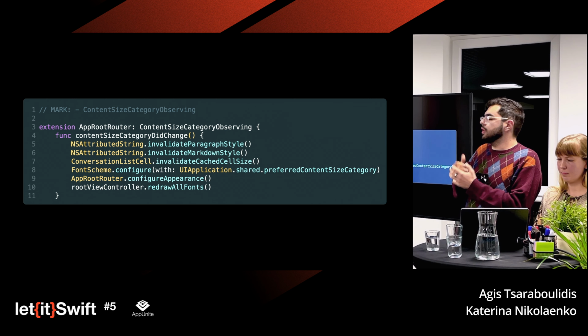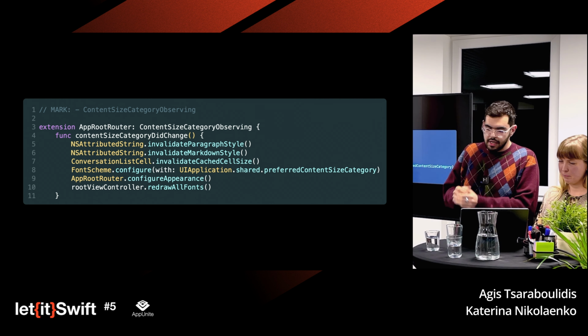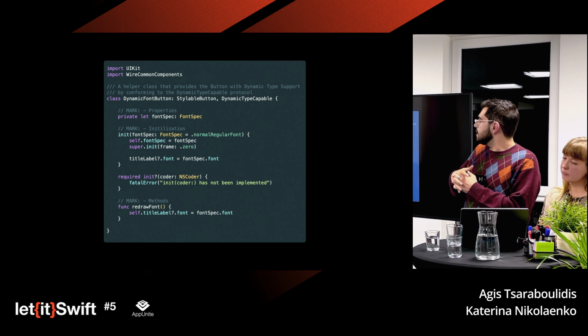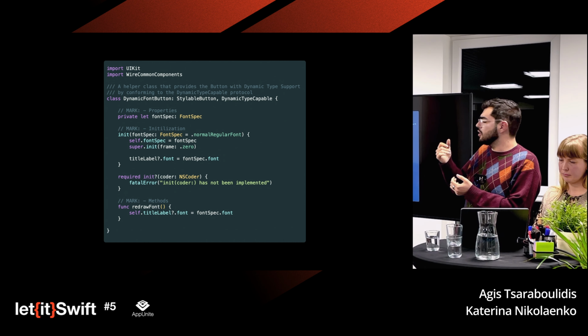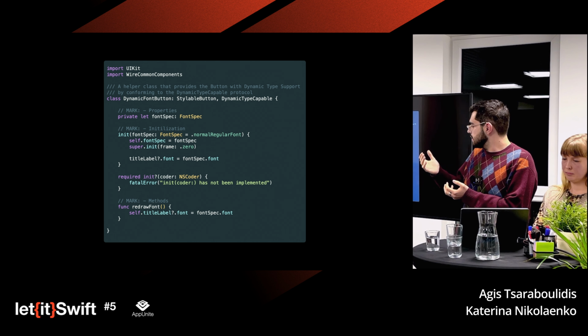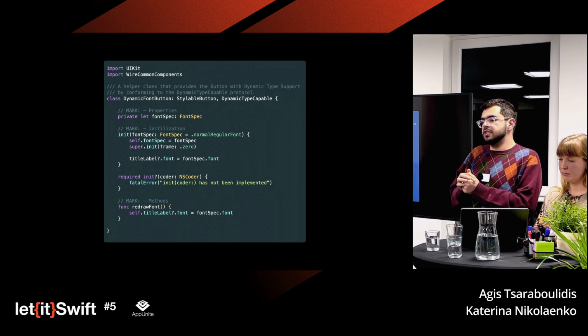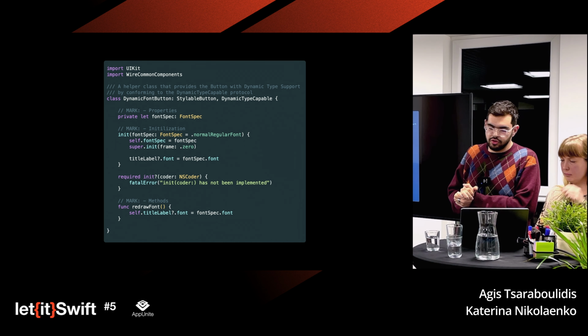But you may ask, what happens with buttons, labels? What do you do with those things? For those things, we created base classes such as DynamicFontButton and later DynamicFontLabel. We conform to DynamicTypeCapable. We pass a font spec to the title label in this case, and every time we change the size of this label, it automatically updates. So as soon as we initialize this label with a font spec, it updates automatically, which is pretty cool.